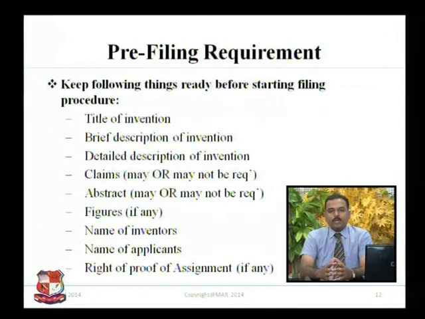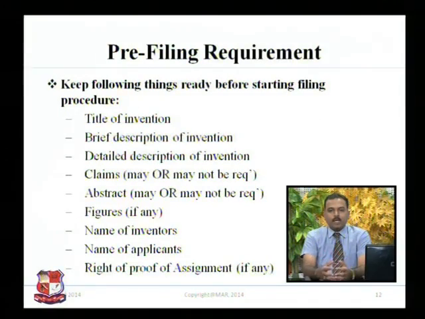Then comes the name of inventors and the name of applicants. Now who can be named as an inventor? As per the statutory definition of inventors in the Indian Patent Act, any person who has intellectually contributed to the said invention should be named as an inventor. So here the words intellectual contribution are very important. You have to give the names of only those individuals who have intellectually contributed.